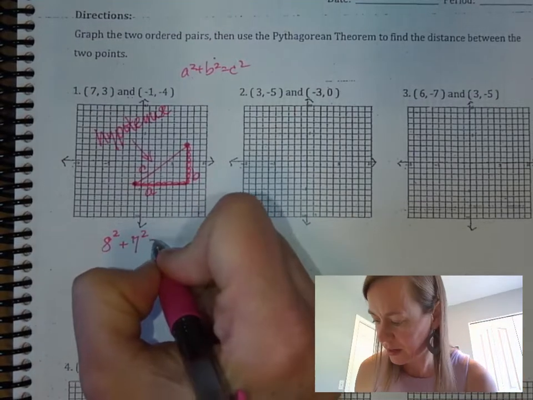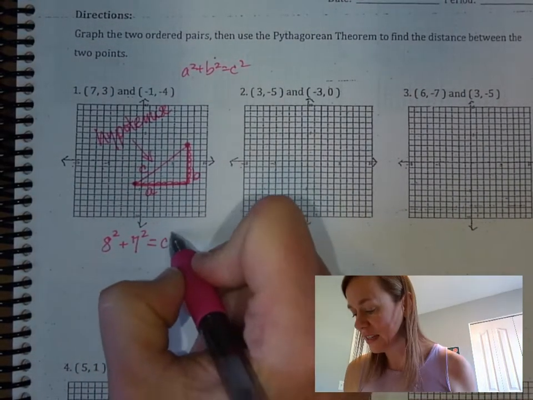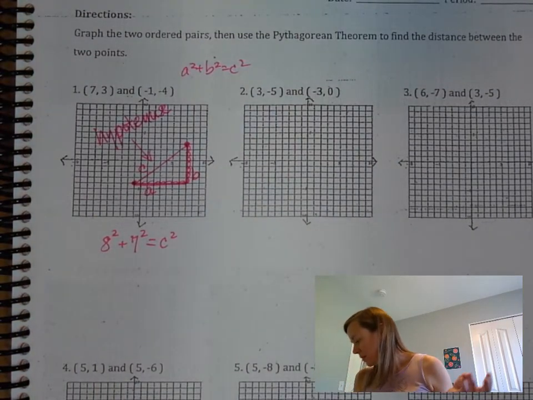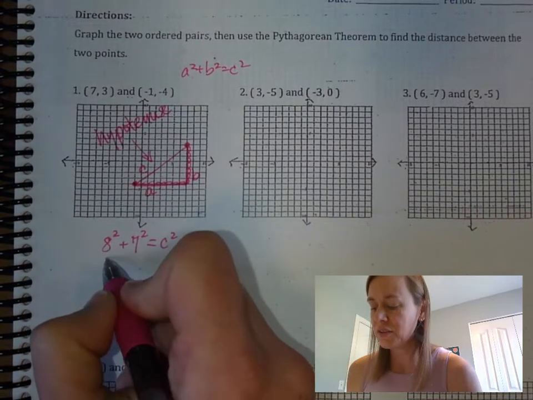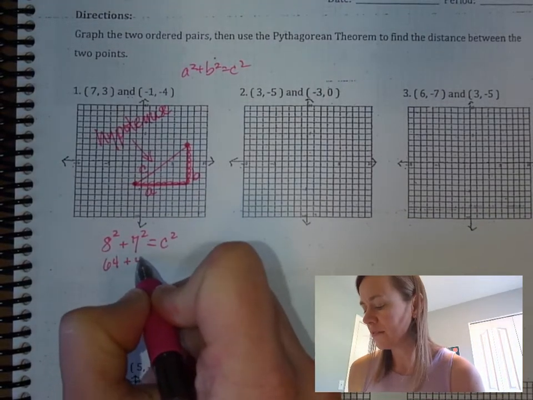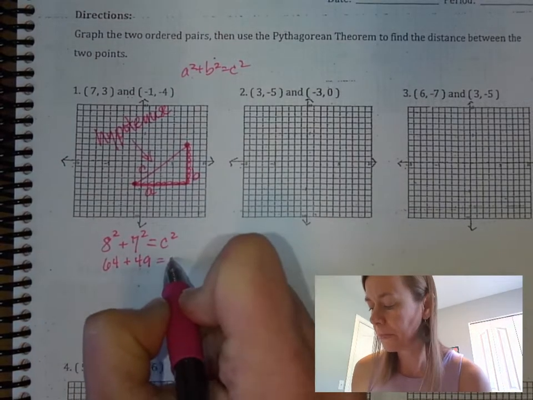equals, well, we don't know what c is, that's what we're trying to figure out, so let's just write c squared. So now we've got 8 squared plus 7 squared equals c squared, and we can just solve this. So we've got 64 plus 49. So 8 squared became 64 and 7 squared became 49.